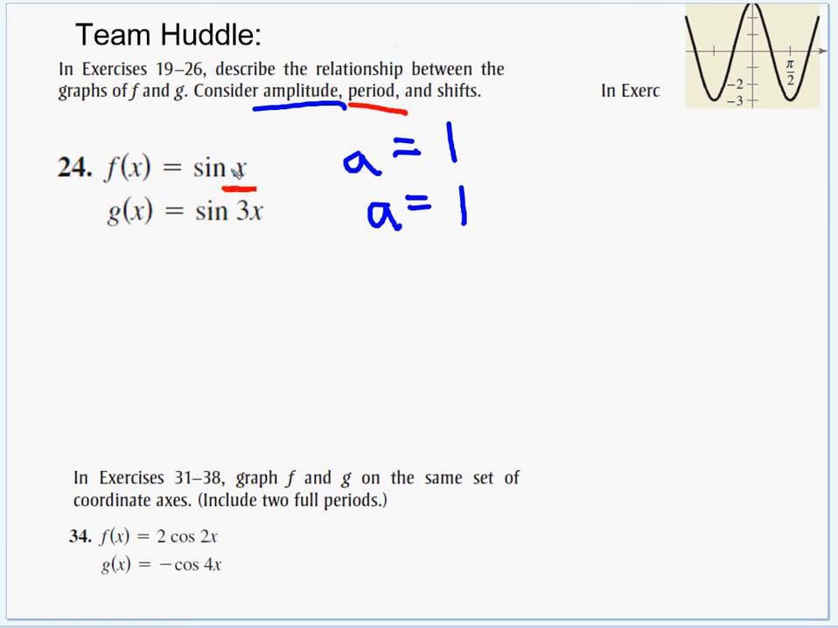Period. This one is just sine of 1x. Period is 2 pi divided by that number in front of x, so that period is just 2 pi. But down here, this period is going to be 2 pi divided by the number in front of x, 3. 2/3 pi is the period. And we haven't seen shifts yet. That's the next video.